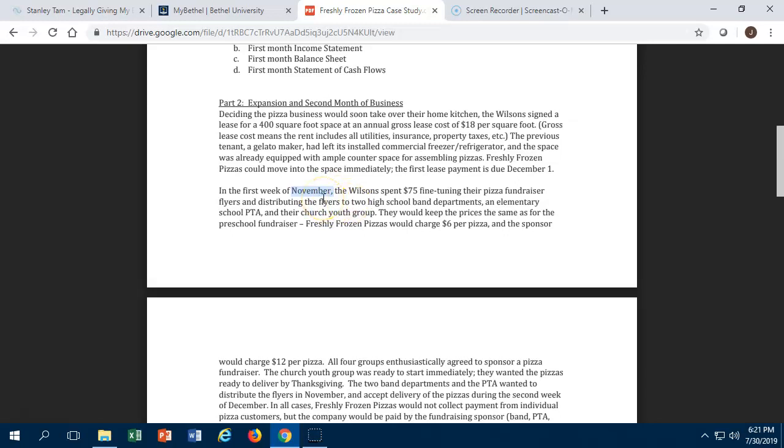So a common question is, am I only including the data for one month, for November? And the answer is no. You need to roll forward. It's a year-to-date amount from October. It needs to include your October and November when you prepare the income statement and balance sheet and cash flow.